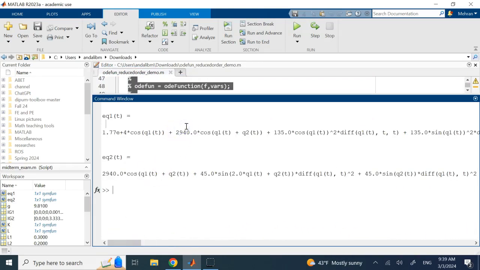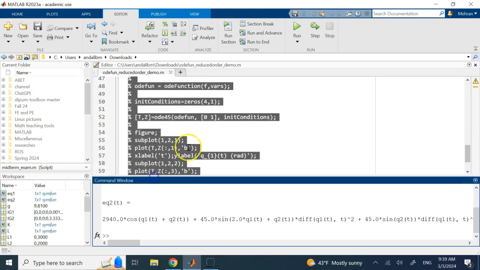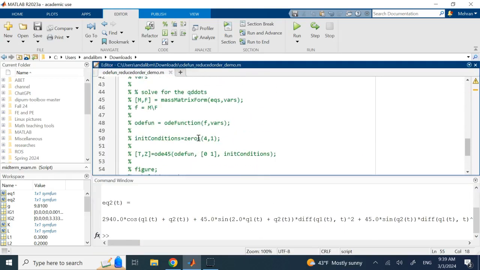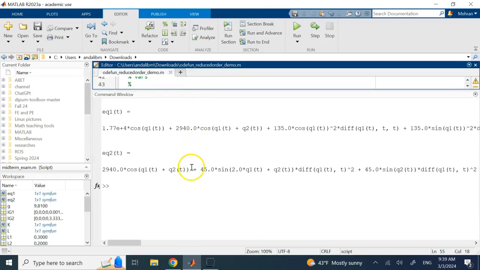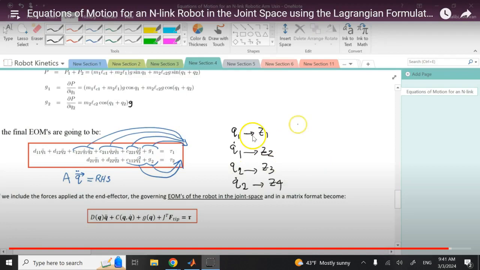And now that you have these two governing equations, how would you go about solving them? Because if you remember from one of my previous videos, these equations are quite large, nonlinear, and the only way to solve them is numerically. This is that previous video that I mentioned, on my robotics playlist: equations of motion for n-link robot in joint space using Lagrangian. So these are those two equations that you see. The equations will be of this form.